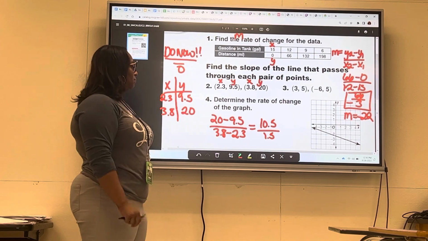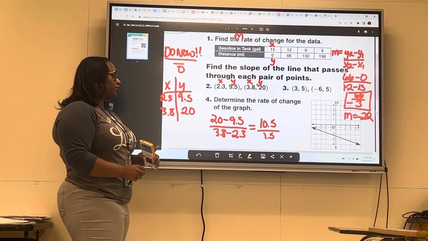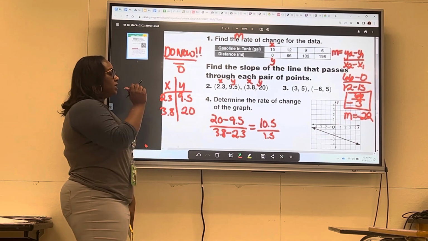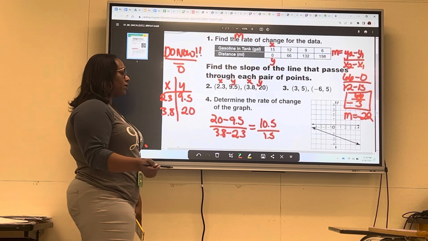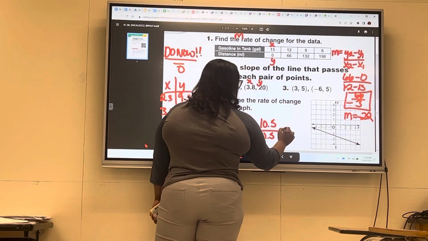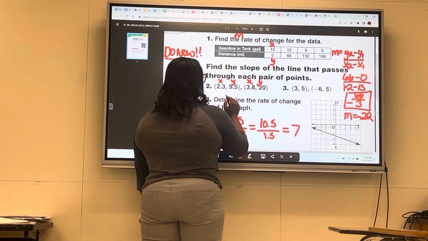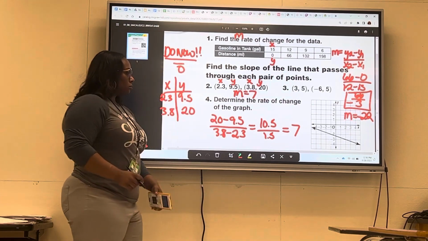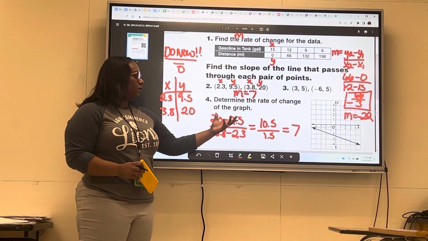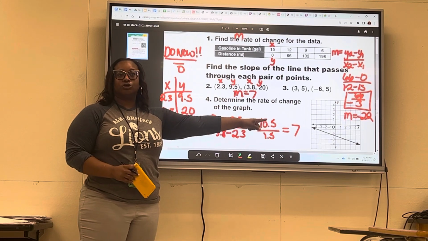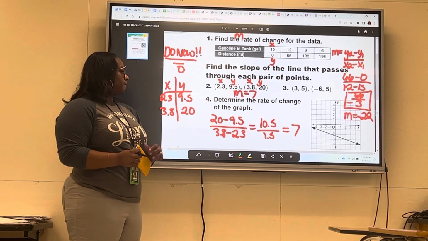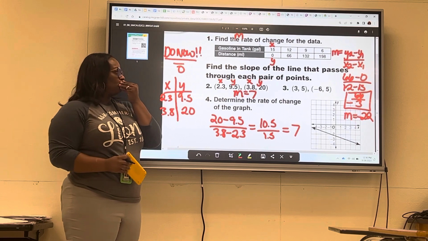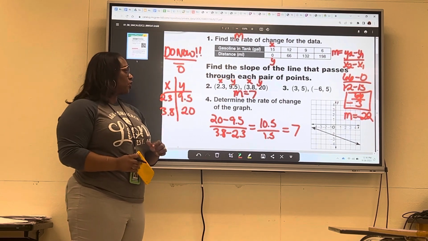Alright, yeah, I'm right. 10.5, 3.8 minus 2.3 is 1.5. 10.5 divided by 1.5 should give you 7. Your slope here, m, should equal 7. Or you can plug it in list in spreadsheets. You should also be able to verify your slope is 7. Right? Same thing on the third one, number 3.